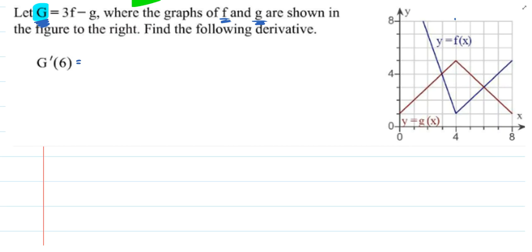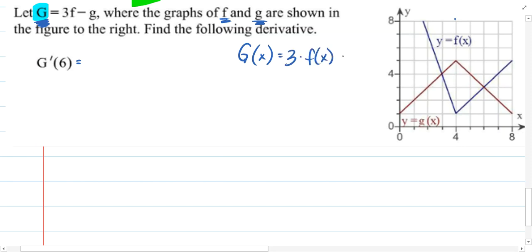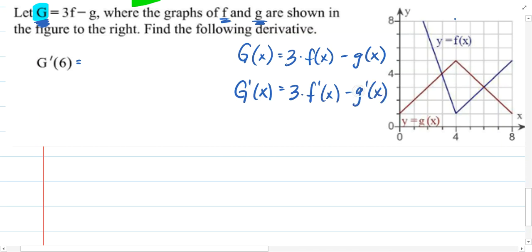And so if we just remember for a second here that G of x is equal to 3 times f of x minus lowercase g of x, then G prime of x, the derivative of G, would be equal to 3 times the derivative of f minus the derivative of g. This is a direct result of our limit laws, which in turn gave us some of our preliminary derivative rules. 3 times a function, its derivative would be 3 times the derivative of that function. That's our constant multiple rule.